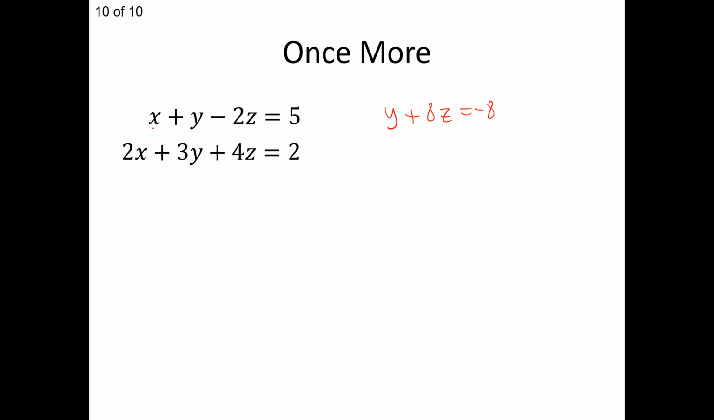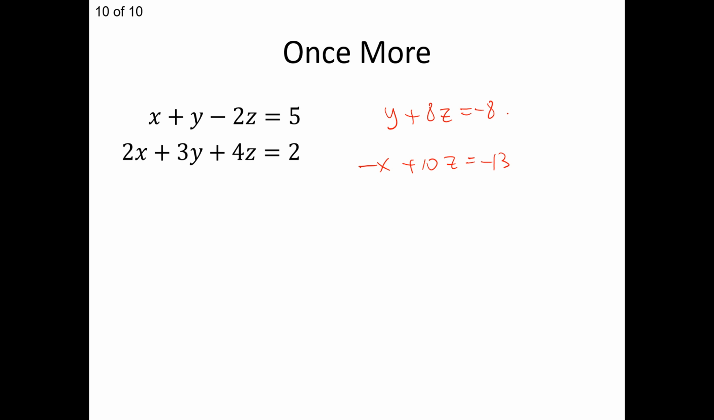So -3x plus 2x gives me a -x. -3y plus positive 3y cancels out. 6z plus 4z gives me a positive 10z. And then I get a -15 plus 2 gives me a -13. Now you'll notice again, these two equations have z in common.